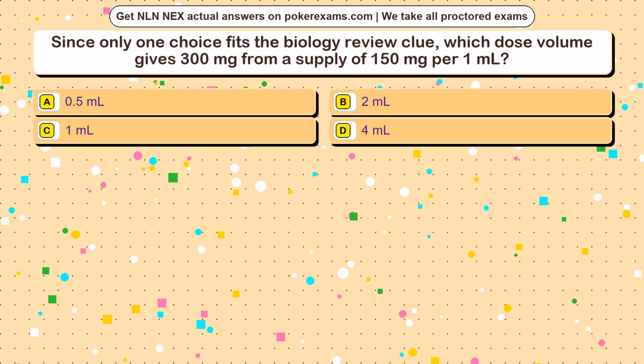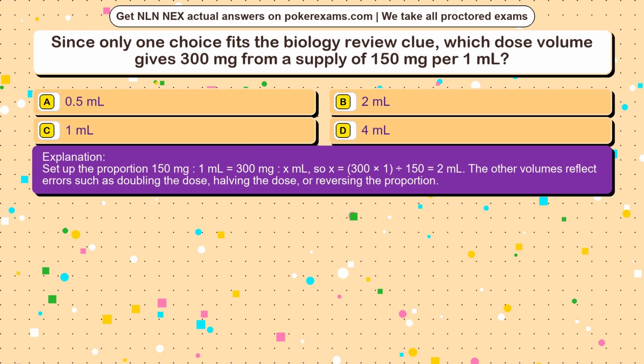The correct answer is option. Set up the proportion 150 mg per 1 ml equals 300 mg per x ml, so x equals 300 times 1, divided by 150 equals 2 ml. The other volumes reflect errors such as doubling the dose, halving the dose, or reversing the proportion.